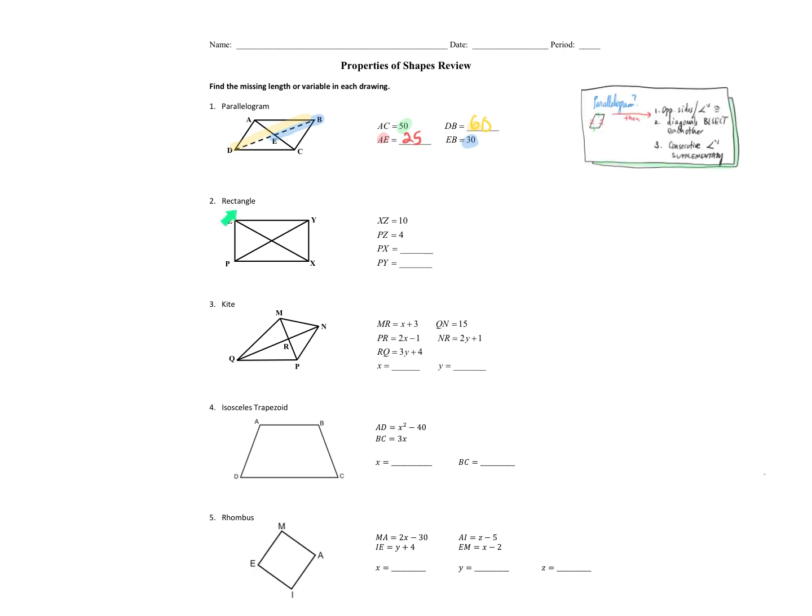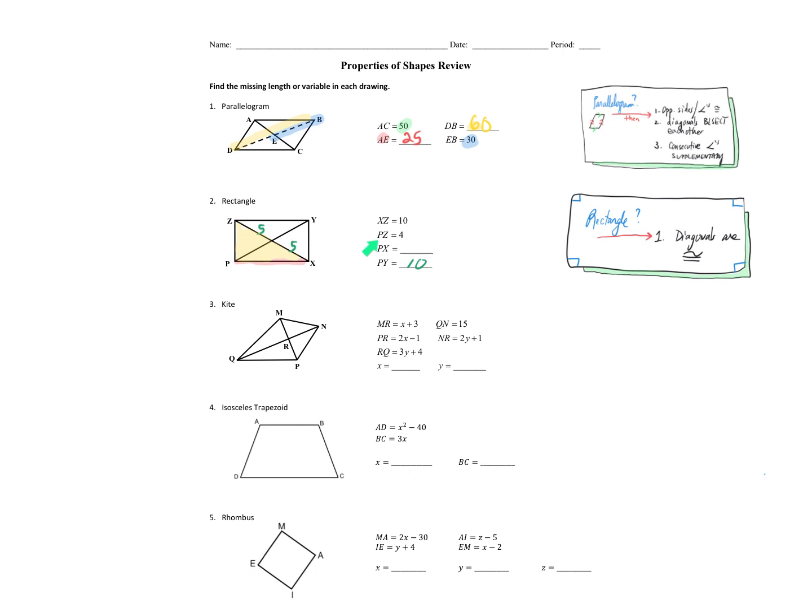For number 2, rectangles are parallelograms, and so the diagonals bisect each other. If XZ is 10, then this will be 5 and 5. But also, the special property for rectangles is that the diagonals are congruent. So if diagonal XZ is 10, then PY is also 10. But how to find PX, which is this side?